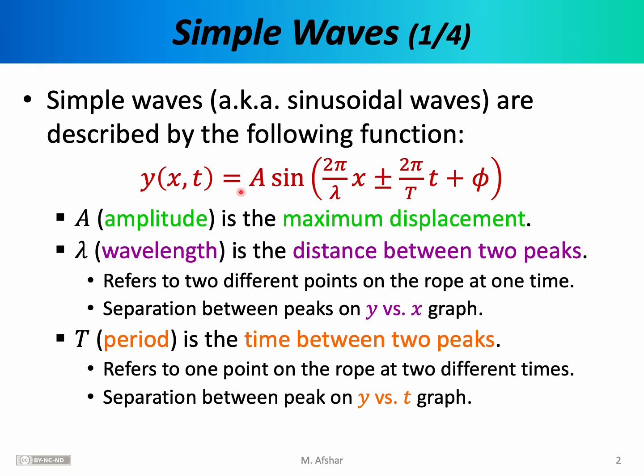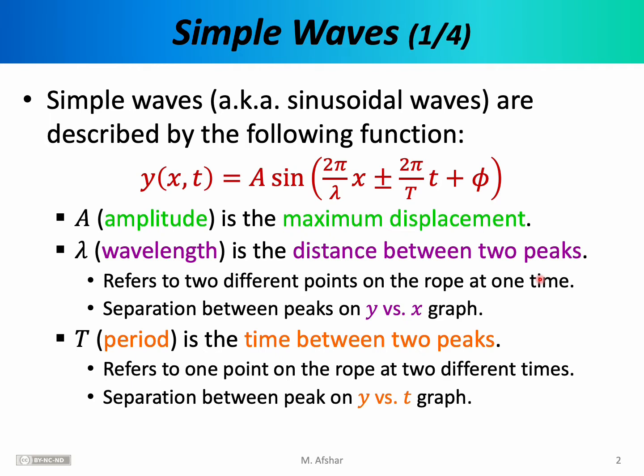This function is going to be equal to a sine of this very complicated argument. You should already be familiar with A as the amplitude. It's the same amplitude that we encountered when discussing simple harmonic motion. This parameter here is the Greek letter lambda, which denotes wavelength. The wavelength tells us the distance between two peaks of the wave.